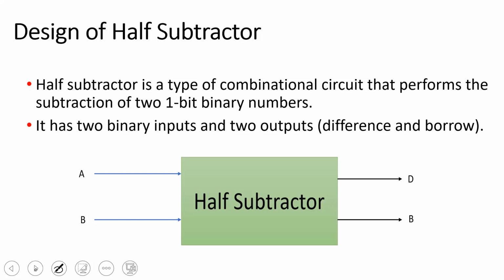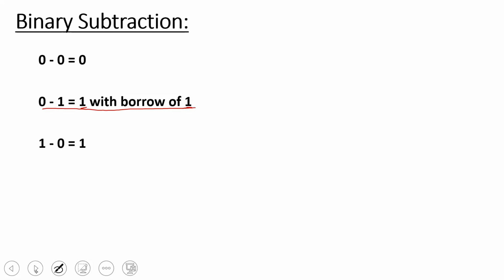So first truth table construct padrathukku munadi basic binary subtraction enna nu solliren. So 0 minus 0, 0. This problem is not there. 0 minus 1, difference is 1 and the borrow is 1. 1 minus 0, 1. And 1 minus 1, 0. The only problem is in the 0 minus 1. 0 minus 1, answer is 1, that is, borrow is 1.